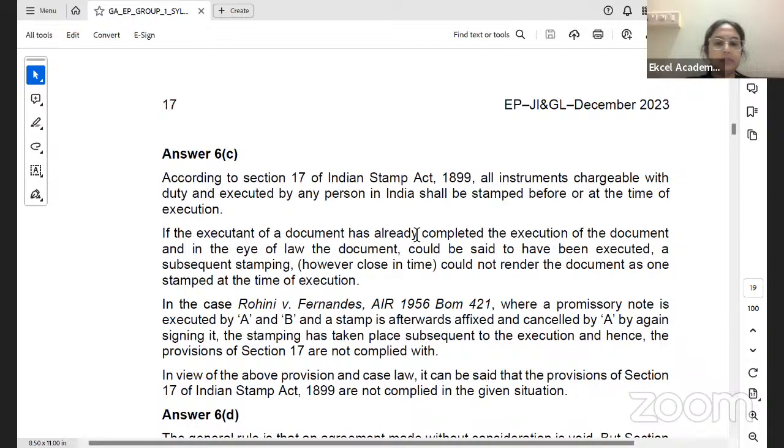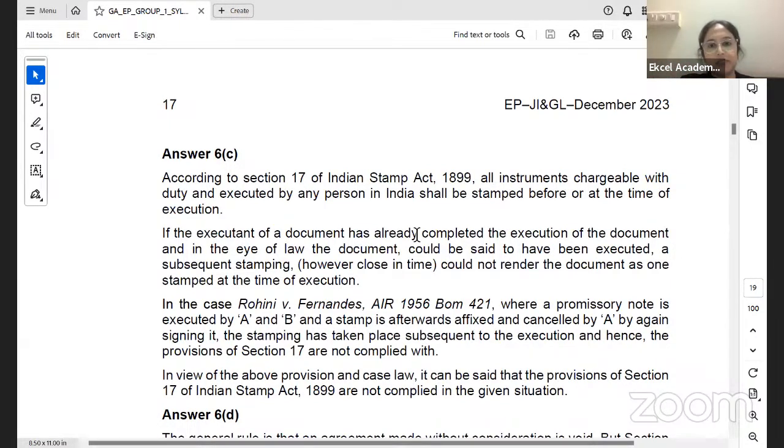Then 6C talks about a promissory note. A promissory note is executed by Raja and Suraj, and a stamp is afterwards affixed and cancelled by Raja, again signing it. See, after execution, they are affixing a stamp. Okay, he has affixed it and signed it. The stamping has taken place subsequent to execution. Is this according to the provisions of the Stamp Act?